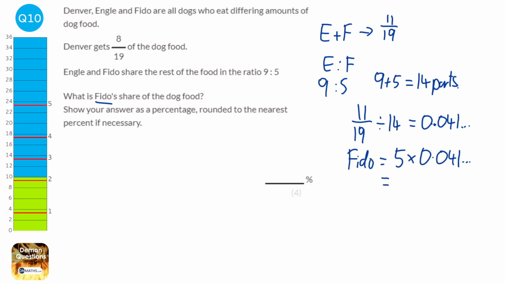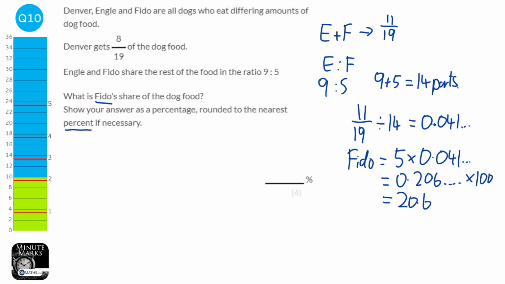I've kept it in my calculator to keep the accuracy, and when I do that I get 0.206 and so on. Now we're asked to work it out as a percent, so I'm just going to times that by 100. So we have 20.676 and so on percent, and it wants it rounded to the nearest percent, so that would be 20%. Or actually it would be 21%, because this would round it up, so 21%.